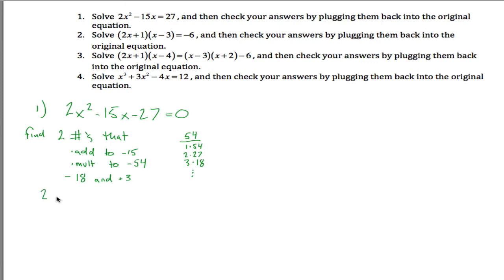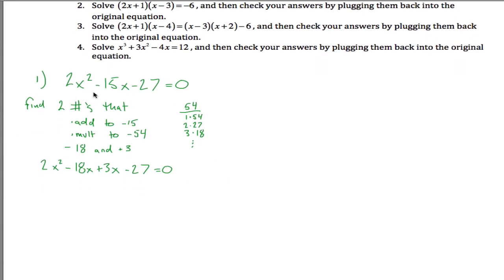And that's just one step in the process. Step 2, we'll replace negative 15x with negative 18x and positive 3x. So we'll take those two numbers we just found and replace the middle term with them. We still haven't factored, but we've changed it from a problem that has 3 terms into one that has 4 terms. It turns out one with 4 terms is easier to do. We can factor by grouping here.